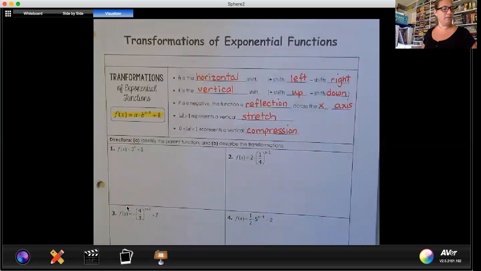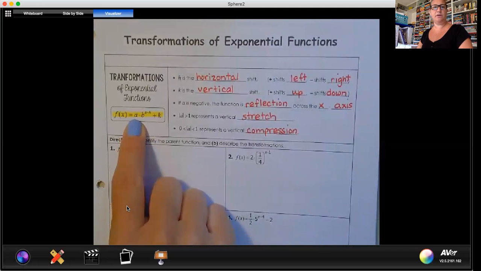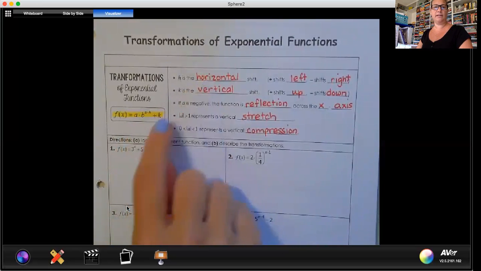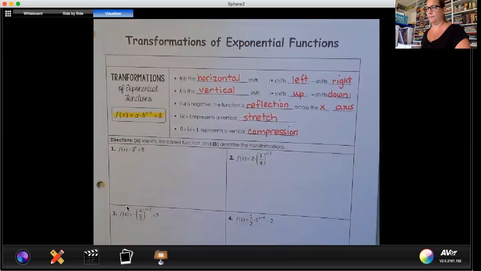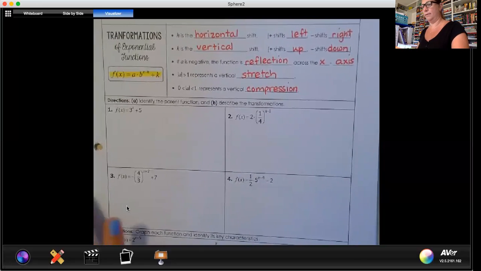Taking a look at transformations of exponential functions, that equation looks like this, where you have your a value out front. That lets you know if you have a stretch or compression. Your exponent has included an h, which is your horizontal shift left or right. Your k out to the side is your vertical shift, which moves up or down. So we're going to identify the parent function and the transformations for problems 1 through 4.